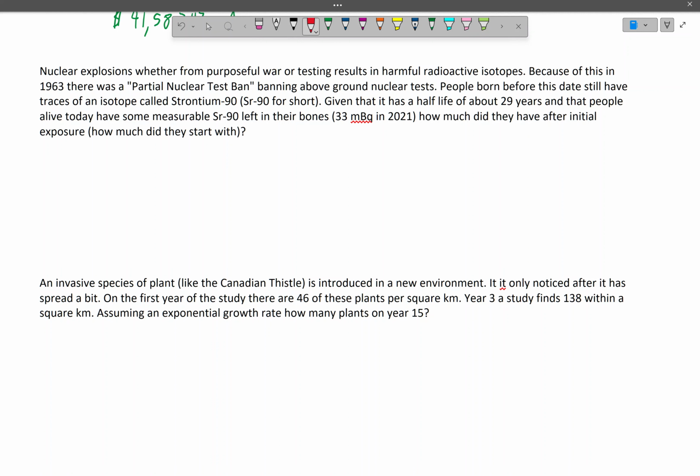So 33 microbecquerels or something. I don't know what that is. But it's a measurement of the amount of radioactivity that's happening, which is the way that they measure this. Anyways, how much did they have after the initial exposure? So how much did they start with in 1963?